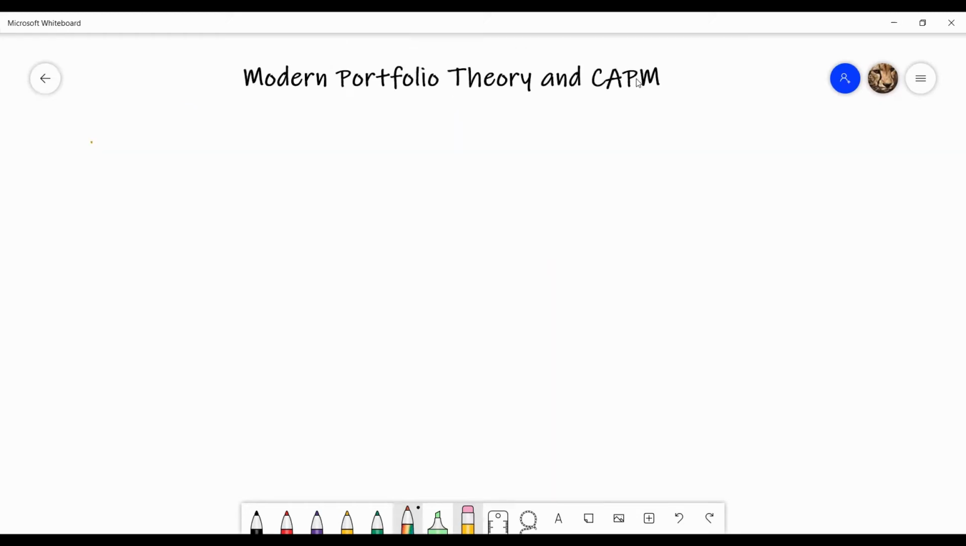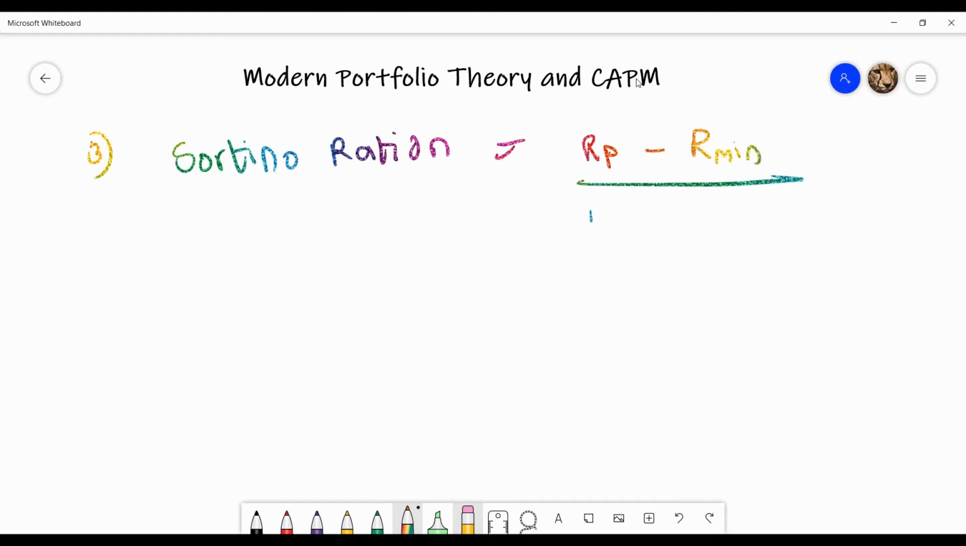And the last ratio is called the Sortino ratio. The Sortino ratio formula is given as follows. Sortino ratio is equal to the return of your security minus the minimum return that is required, divided by the downside deviation. Now, what do we mean by downside deviation? Downside deviation is actually nothing but a type of semi-standard deviation. What it measures is the variability of only those returns that fall below a certain minimum acceptable return.